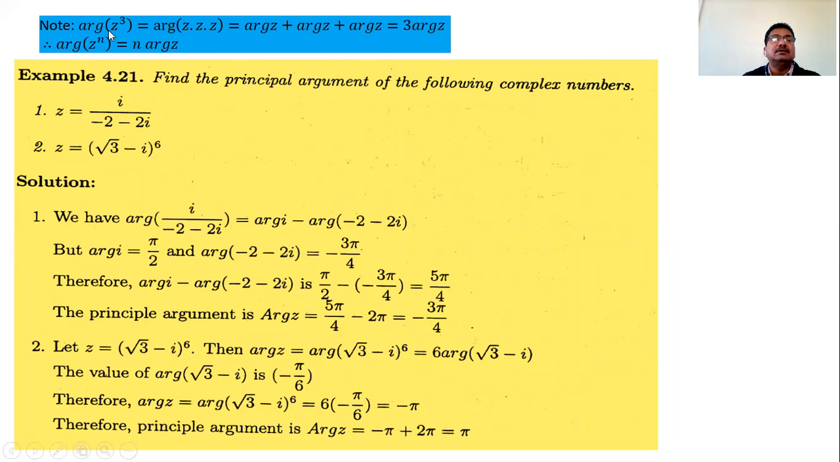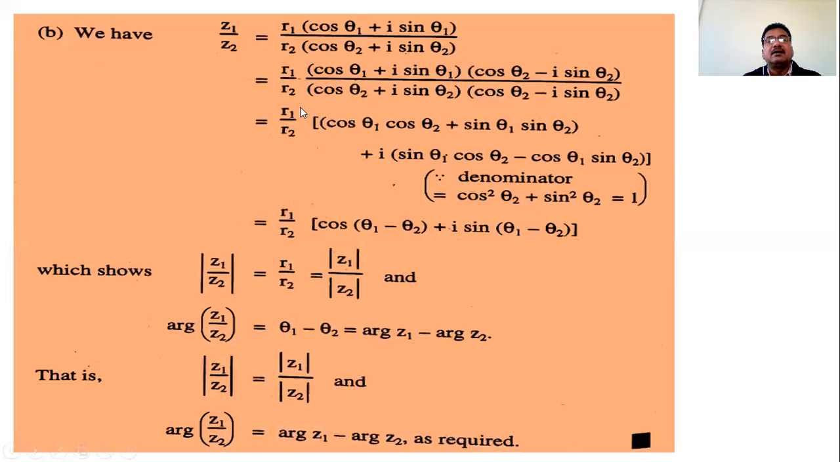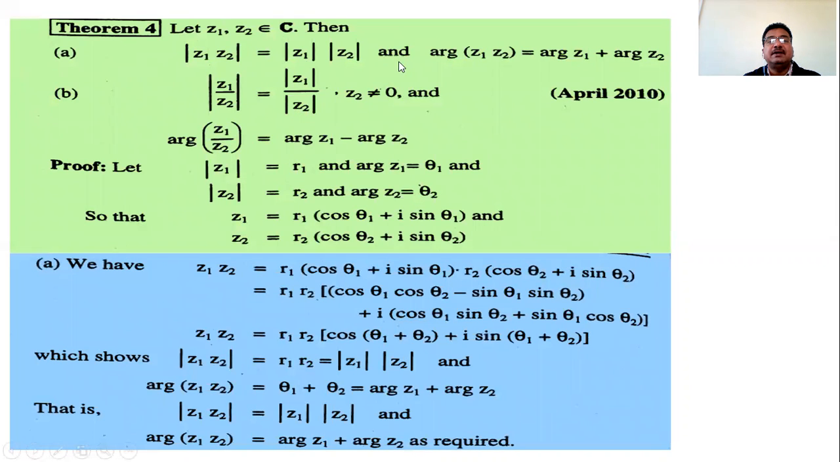And then next note, argument of z cube. For example, we find argument of z. What is z cube? z into z into z. By using this theorem, argument of z1 into z2 is argument of z1 plus argument of z2. If we find argument of z1 into z2 into z3, then it is argument of z1 plus argument of z2 plus argument of z3.